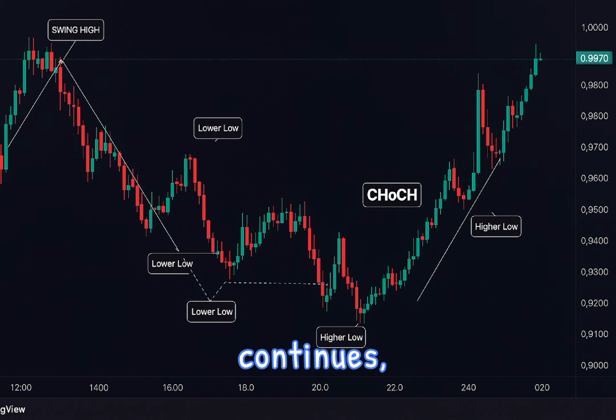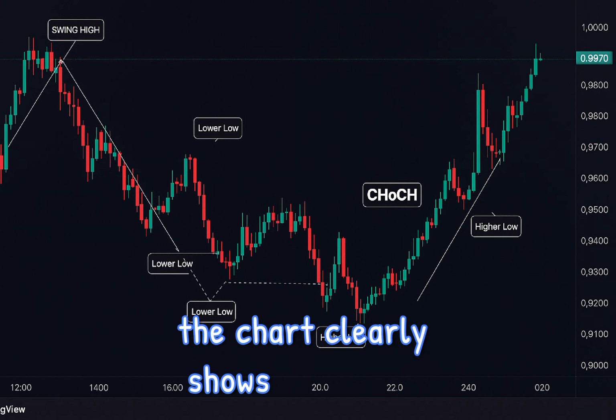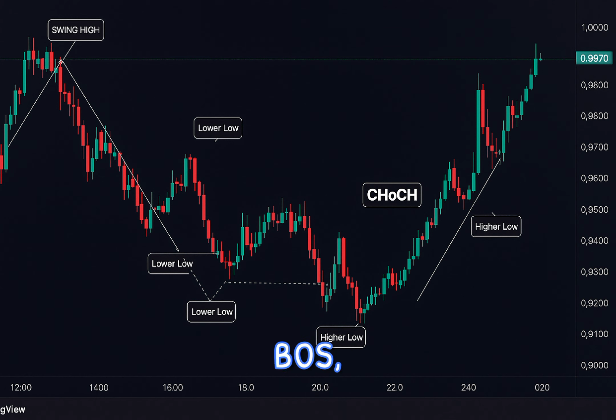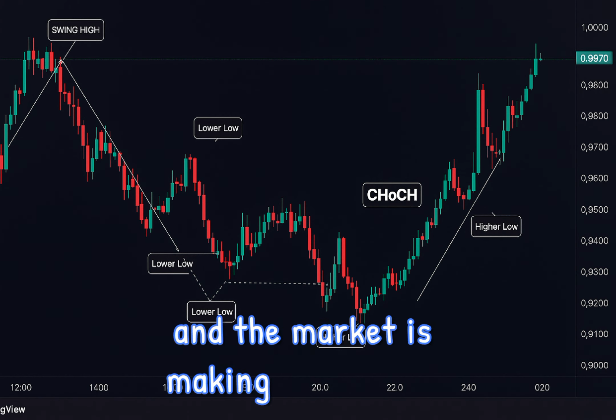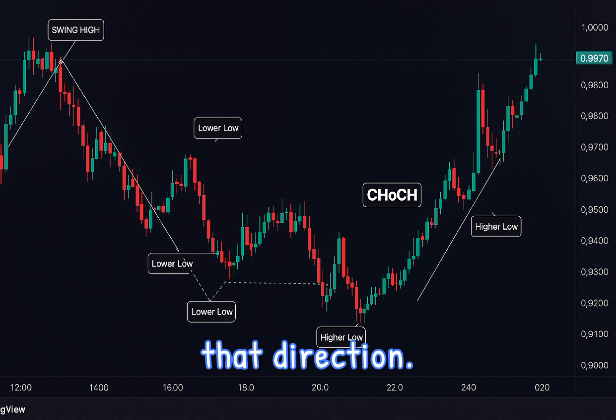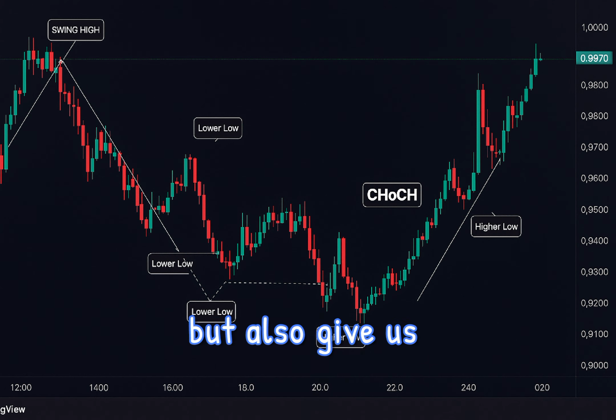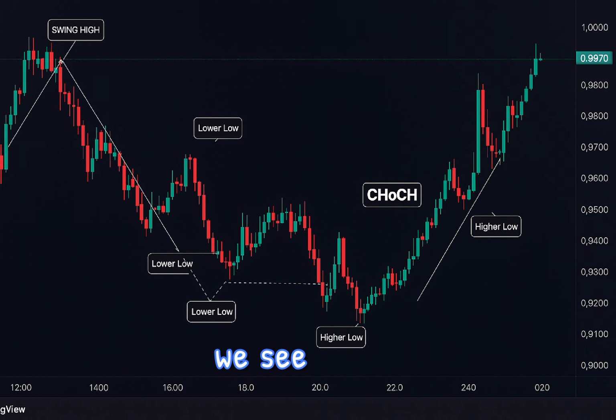As the uptrend continues, the chart clearly shows breaks of structure, BOS, to the upside. Each BOS confirms that buyers are in control and the market is making progress in that direction. These structural breaks are crucial. They not only confirm trend direction, but also give us valid reasons to enter trades with reduced risk. As price forms another higher low and pushes to a new high, we see clear, sustained strength in the market.